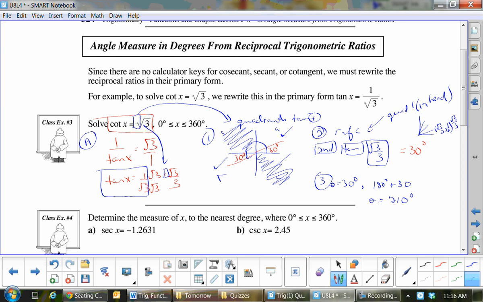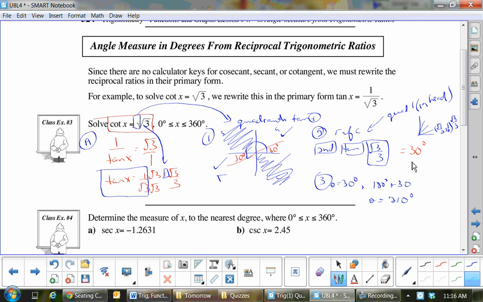So if you know your unit circle, you would know reference angle root 3 over 3 is 30 degrees or pi over 6. You need to know that this root 3 over 3 occurs at 30 degrees, which is the same thing as pi over 6. You guys need to know that pi over 6 is 30 degrees.